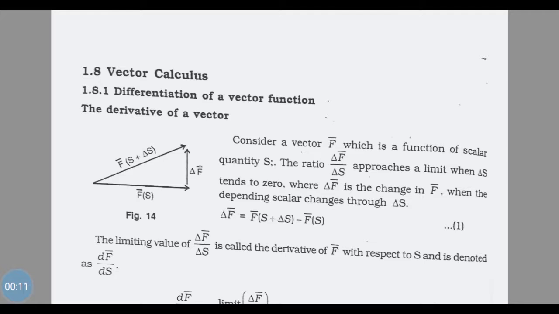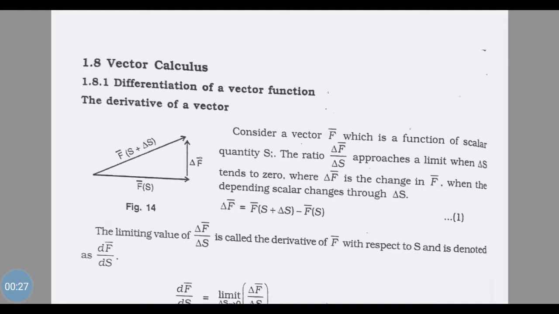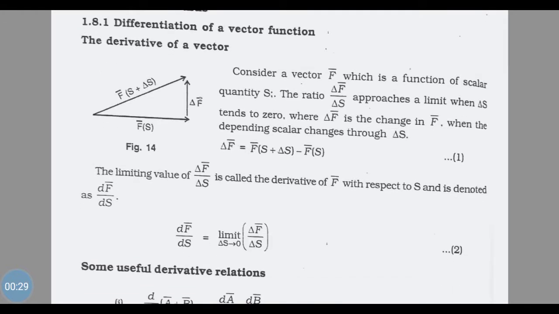So dear students, today we are going to discuss the topic differentiation of a vector function. We have studied about the differentiation of a function. Similarly, we can find the differentiation of a vector function. Here f is given as a vector function of s. Then you know the definition of this derivative: df by ds is defined as the limit delta s tends to 0 of delta f by delta s.